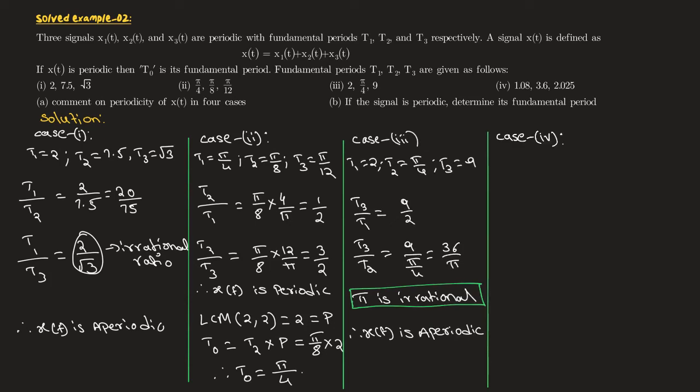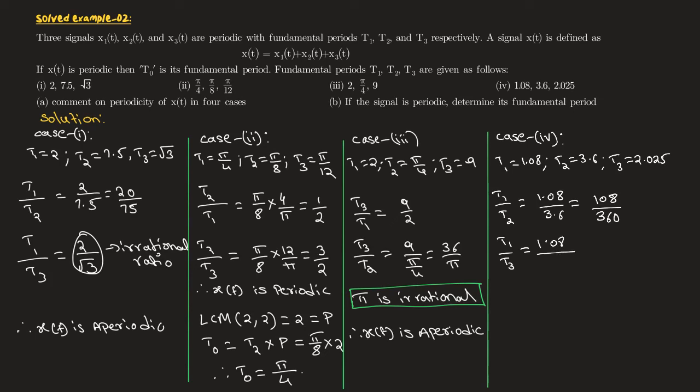and the signal x of t for the given fundamental periods is aperiodic. Next, in the fourth case, T1 is equal to 1.08, T2 is equal to 3.6, and T3 is equal to 2.025. Get the ratios T1 by T2 and T1 by T3. The ratio T1 by T2 is equal to 1.08 divided by 3.6. That can be written as 108 by 360. So this ratio is rational. T1 by T3 is equal to 1.08 divided by 2.025. So this ratio is equal to 1080 divided by 2025. This ratio is also rational.